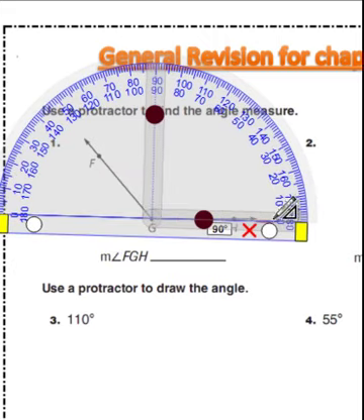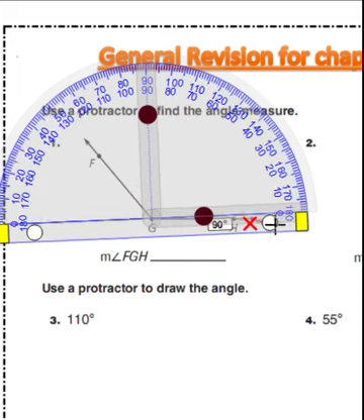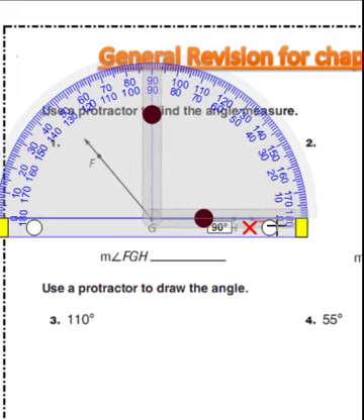You should put it on the ray. I'm going to put it exactly on the ray. Yes. So count to reach F, ray GF. 0, 10, 20, 30, 40, 50, 60, 70, 80, 90, 100, 110, 120, 130. It's in front of 130. When you put a point here, you will see 130. GF points to 130. So the measure is 130 degrees.